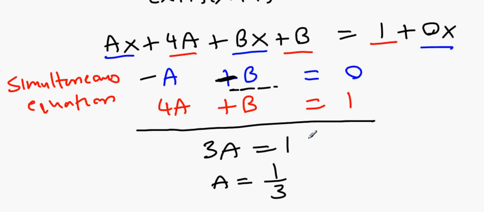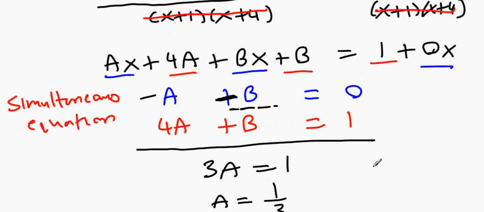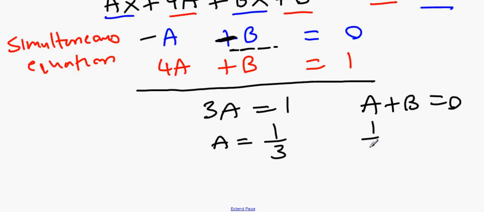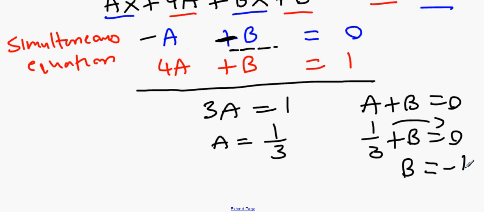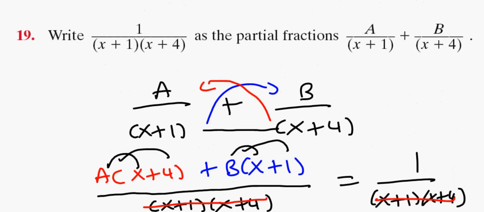Now what we know from earlier is that a plus b equals 0. So if a is a third, a third plus b equals 0. Bring the third over the other side, therefore b has to be minus 1/3. And that's basically your answer there, okay? So write as partial fractions a over x plus 1 plus b over x plus 4. So a is a third and b is minus a third. So what we got to do here is write down the full answer now.